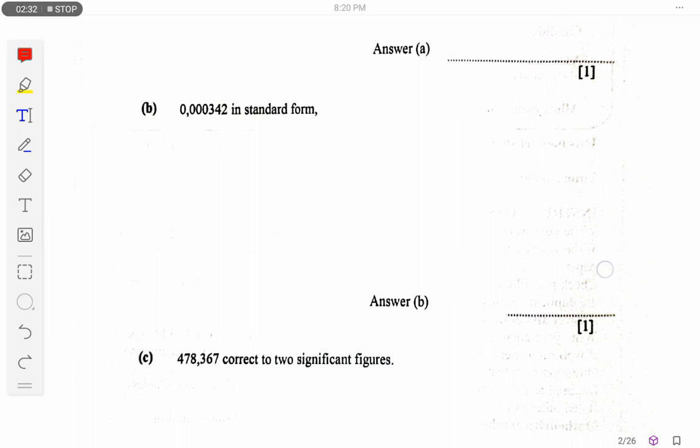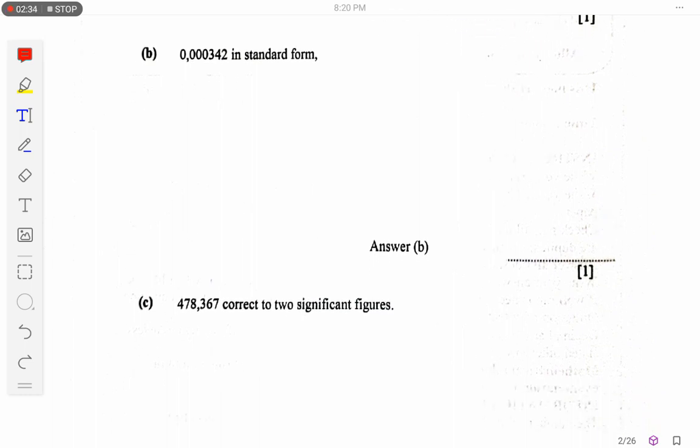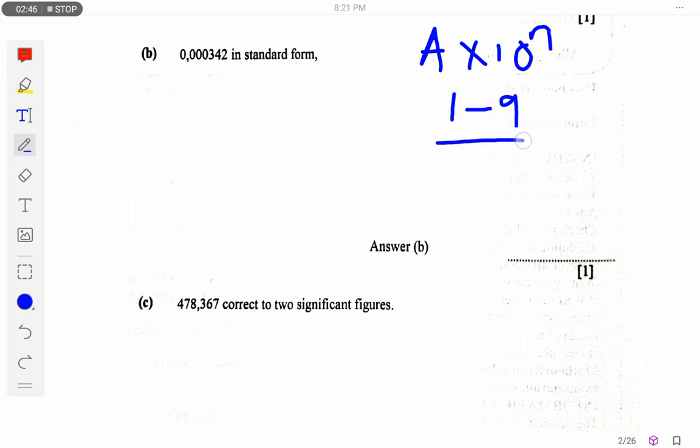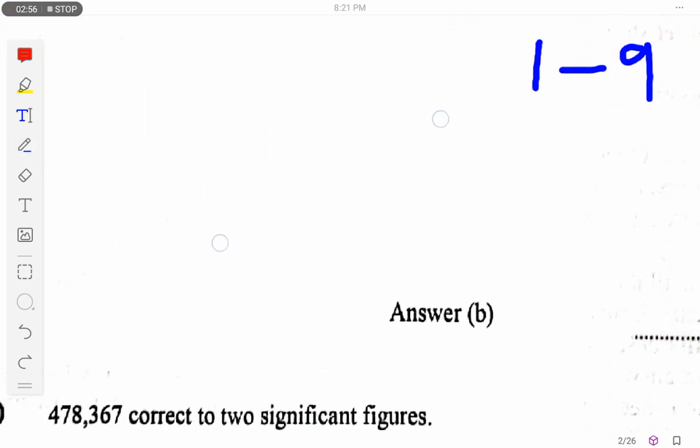Now we have this question and we are to write it in standard form. Standard form is a times 10 to the power of n, like that, where a is any number from 1 to 9. Okay, it cannot be 10. So in other words, it's 1 digit. Then our n can be positive or can be negative, either of these. So how to go about this? I have the easiest way that I do.